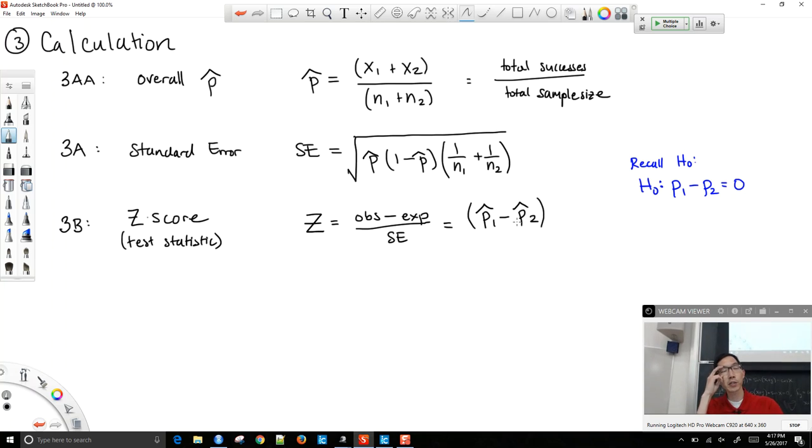If the null hypothesis were true, what would we expect this difference to be? We would expect that difference to be 0, okay? So the observed minus the expected would be P hat 1 minus P hat 2 minus 0 divided by the standard error. It's kind of silly subtracting off 0, so the z-score just becomes P hat 1 minus P hat 2 divided by the standard error. So this is our z-score here, okay?